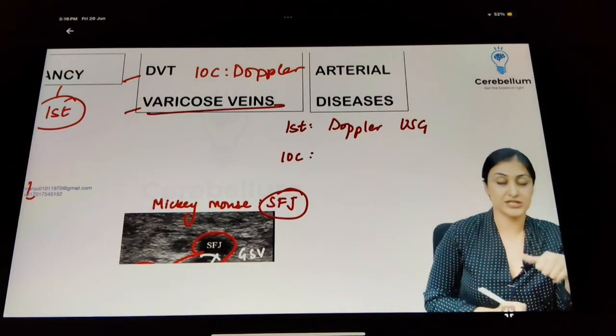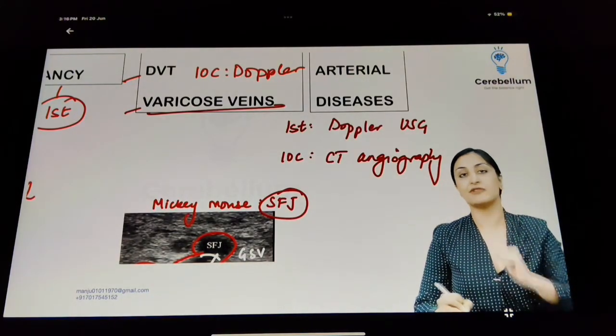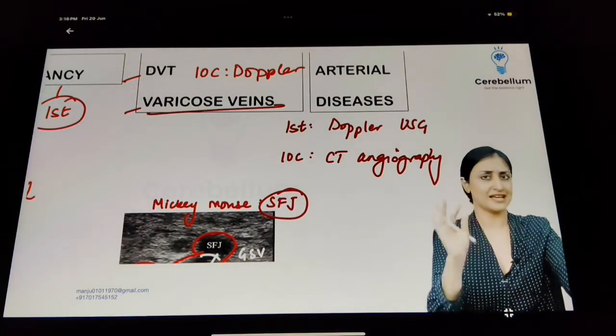What is the best investigation now? The best investigation is a CT angiography. You're now going to do a CT scan after giving contrast. So that is where now I will see. Again, the contrast is IV. It's not in the vessels, okay?